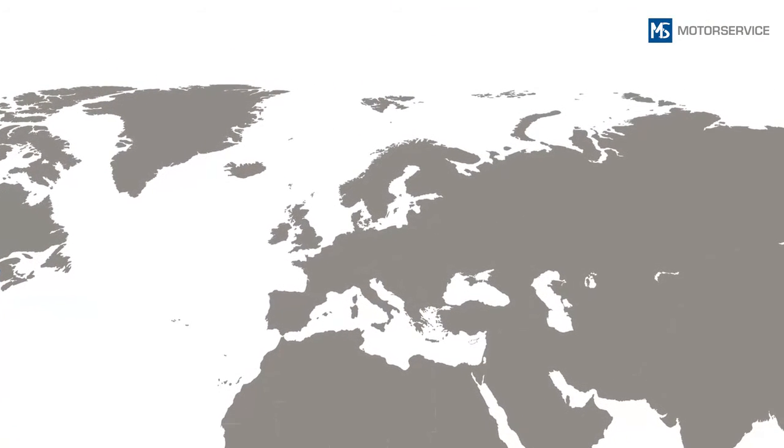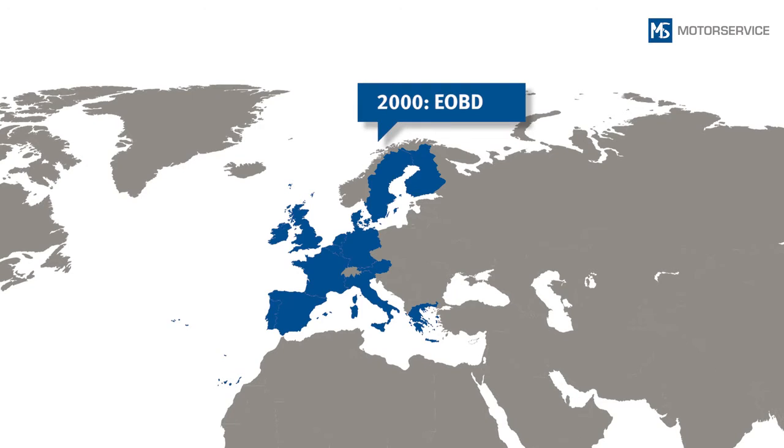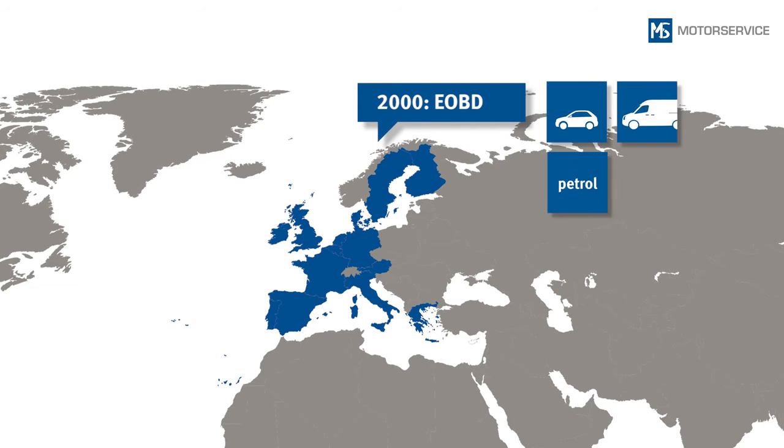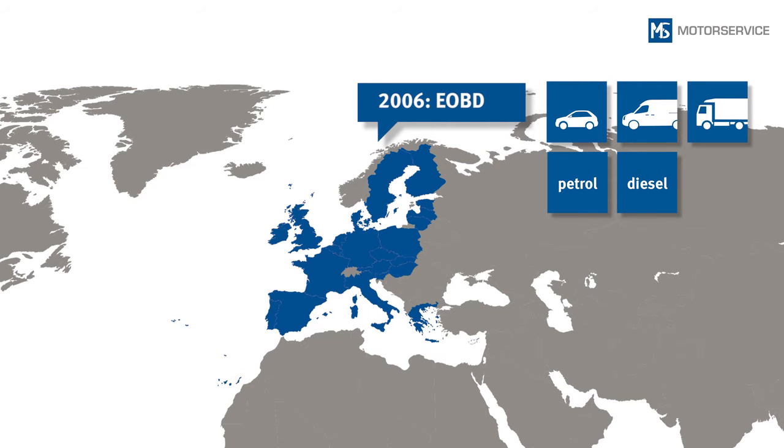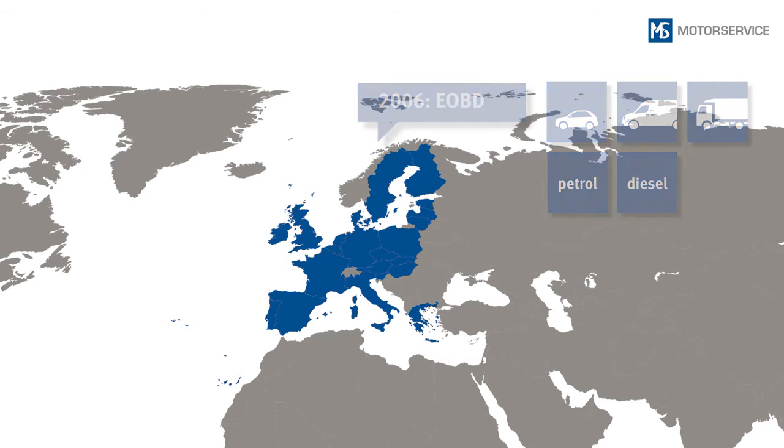In 2000, the European Onboard Diagnostics (EOBD) system was introduced in Europe for passenger cars and light utility vehicles with petrol engines, together with the Euro 3 emission standard. Since 2003, the EOBD has also been applicable for passenger cars and light utility vehicles with diesel engines. Since 2006, the EOBD has applied to all utility vehicles.